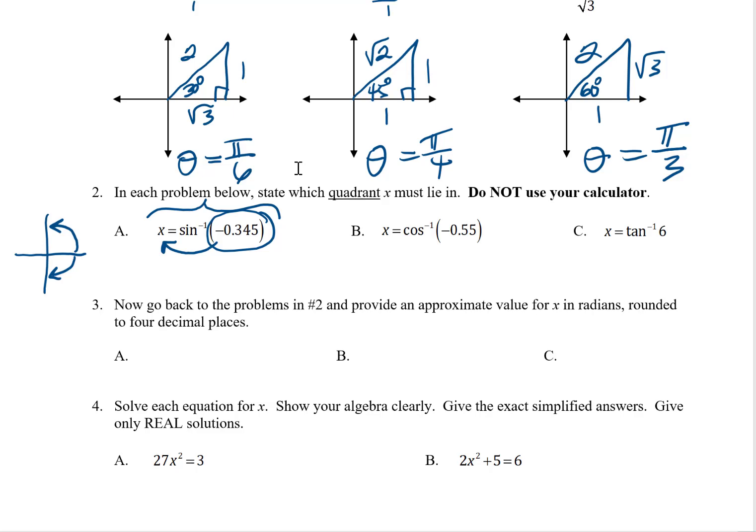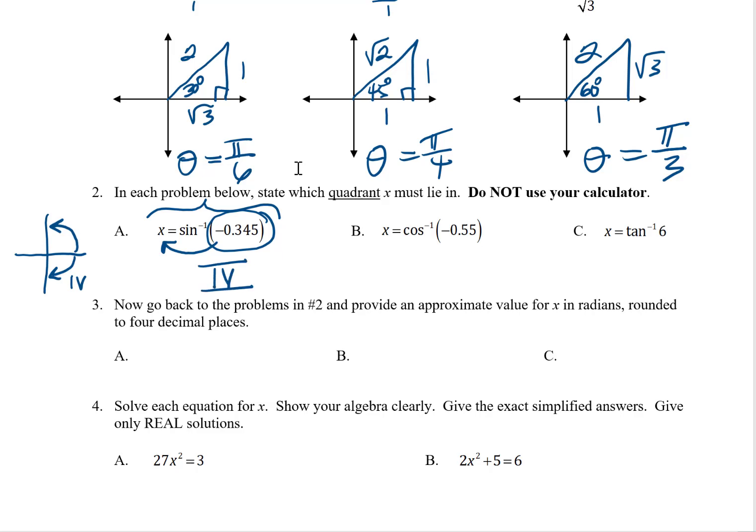Well, I have a negative ratio here. I know that all the ratios come out positive in the first quadrant, but the sine ratio does come out negative here in the fourth quadrant. So x must be in quadrant 4.